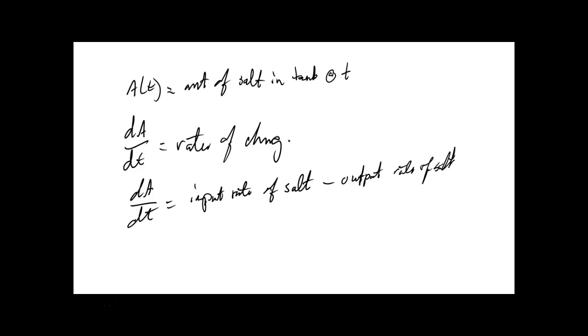They said the brine solution is pumped into a large tank at 3 gallons per minute. The concentration of the inflow is 2 pounds per gallon. So 2 pounds per gallon times 3 gallons per minute would be 6 pounds per minute. So the input rate is 6. That's how much salt is coming in that inflow. Now what's the outflow rate? It says it's going out at the same rate, 3 gallons per minute.